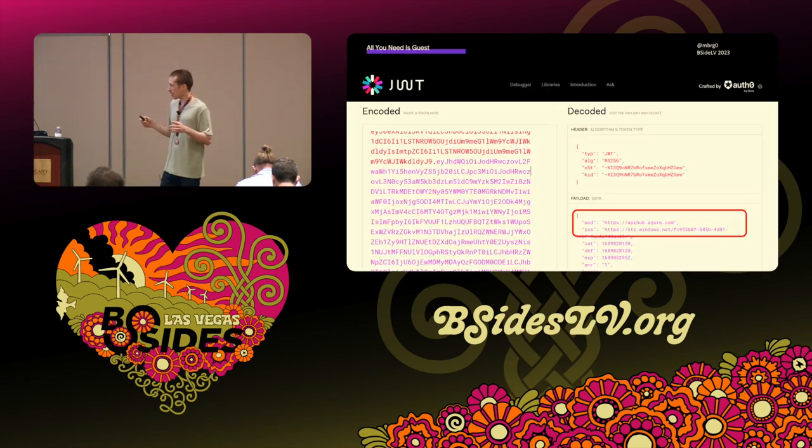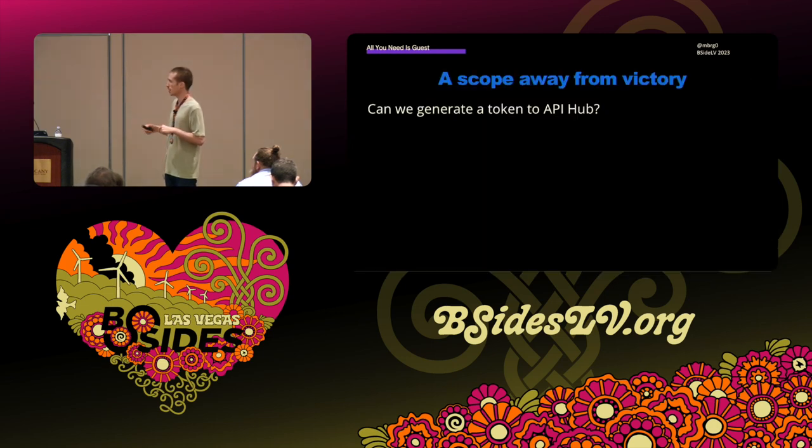Opening up the JWT token shows that I get an audience of API hub, azure.com. This is an internal thing Microsoft created on top of API management that does this entire token exchange. And so what I need is a token with the right permissions to query this API. And that's the next question we need to answer.